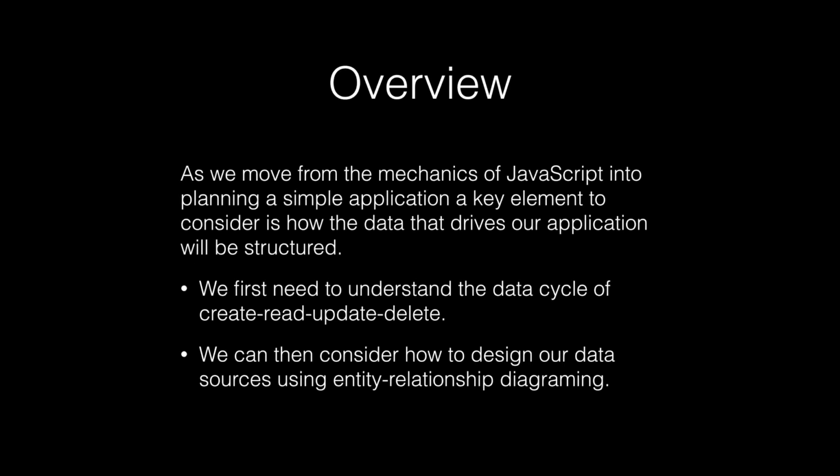As an overview, as we move from the mechanics of JavaScript into planning a simple application, a key element to consider is how the data that drives our application will be structured. We first need to understand the data cycle of create, read, update, delete, and we can then consider how to design our data sources using entity relationship diagramming. So we're going to be looking at that create, read, update, delete cycle, and then looking at entity relationship diagramming.